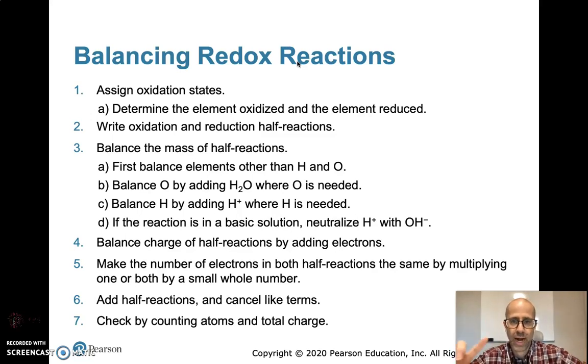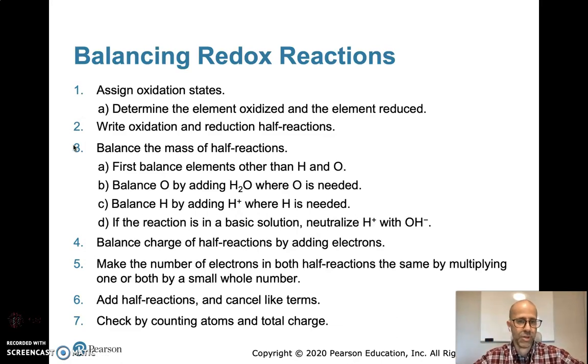Once you've figured out what got oxidized and what got reduced, you can pull those out and separate them to create your reduction half reaction and your oxidation half reaction. So you're going to write those out. That's step 2. Step 3, now you're going to balance each of the separated half reactions.